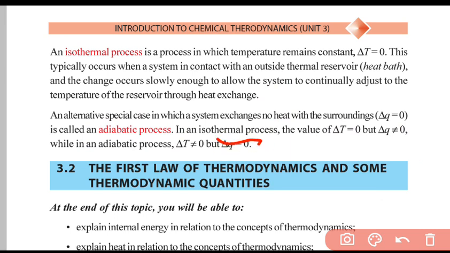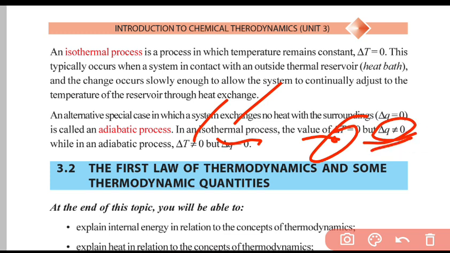Okay, isothermal is the same temperature. Thermo is temperature or heat, measured by temperature. The value of the change is 0 because the final equals the initial. Isothermal is change in temperature equal to 0, or else adiabatic.